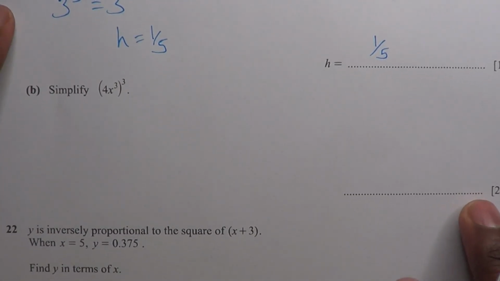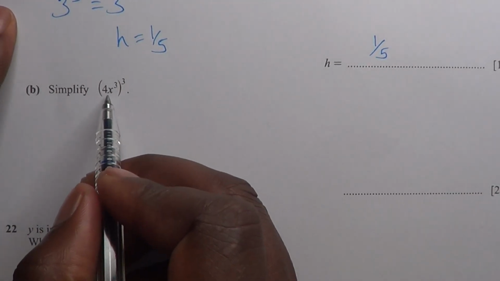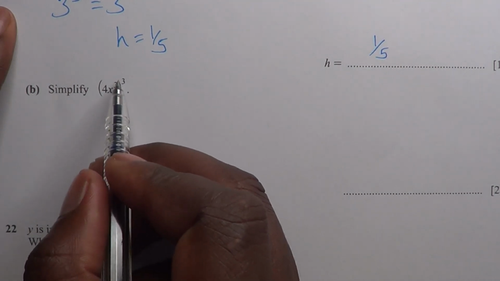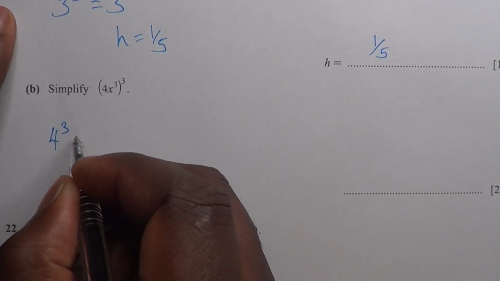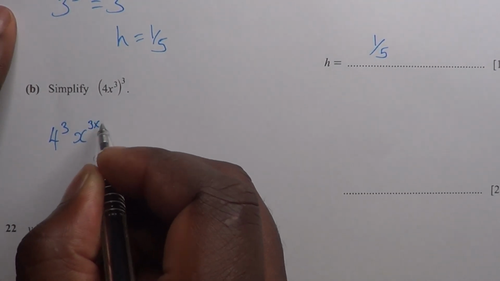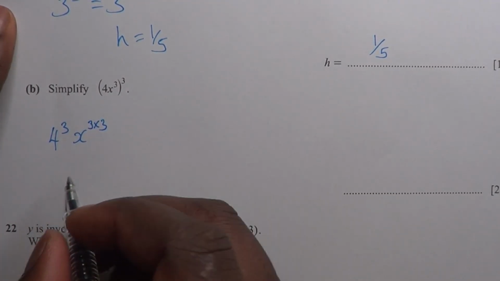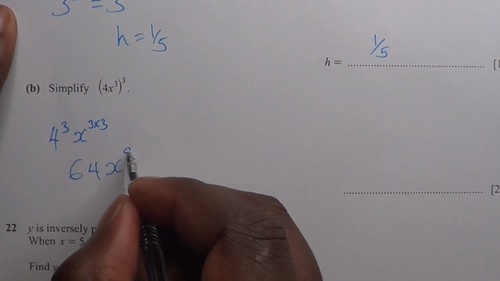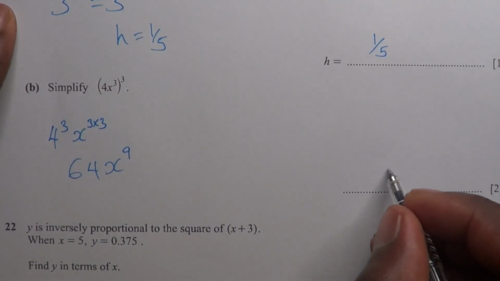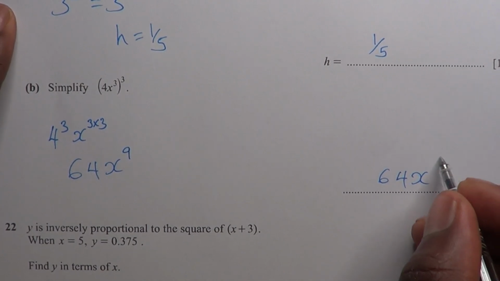Then another one, look at the b. B here is 4x power 3 into 3. So this is going to be 4 power 3, x power 3 times 3. So 4 power 3 is the same as 64. X power 3 times 3, that is 9. So the answer will be 64 x power 9.